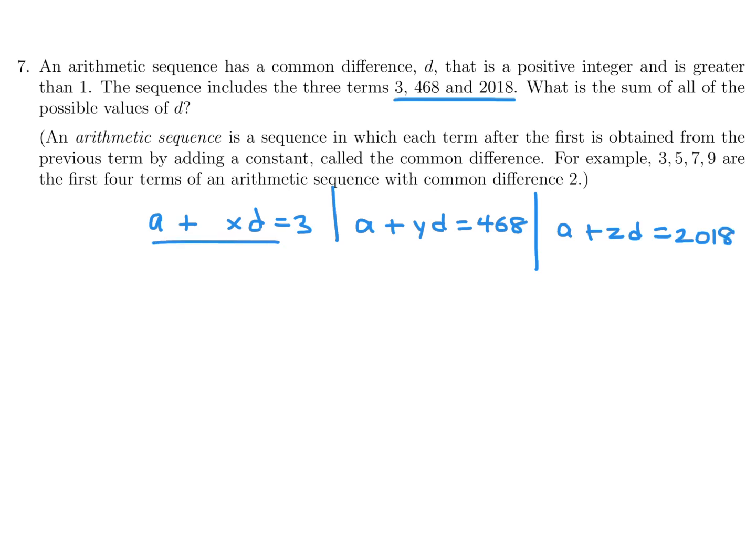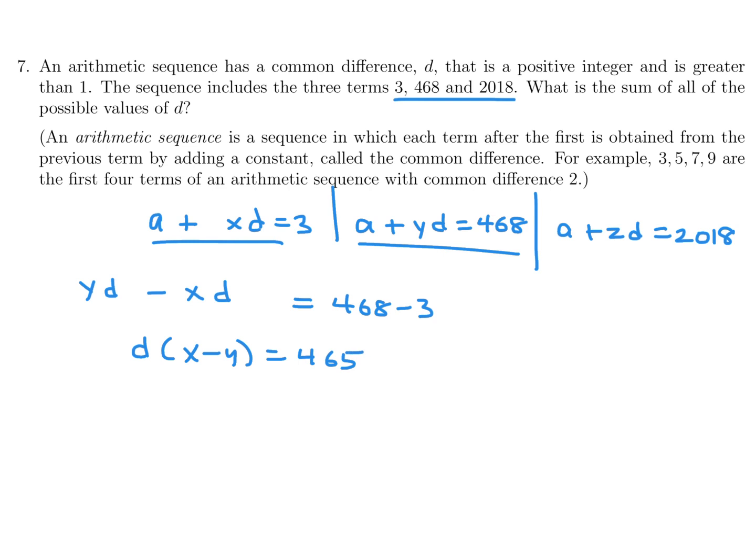Well, I can take these two guys and subtract them from each other. So if I do, I will get 468 minus 3 on this side. And on this side, we would get yd minus xd, and the a's would cancel. So if you factor out the d, it would be x minus y is equal to 465. So that means that d is a divisor of 465, right? Yeah, because d is equal to 465 divided by x minus y, and x and y are both integers.